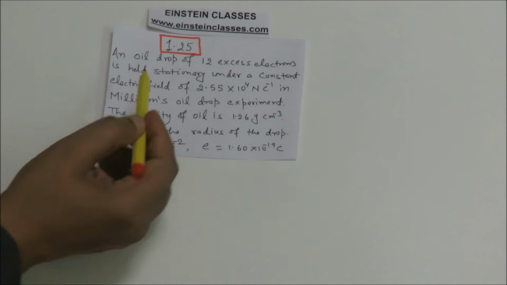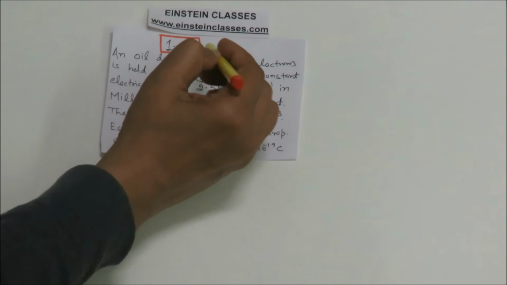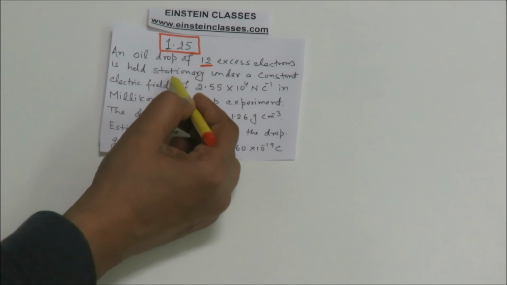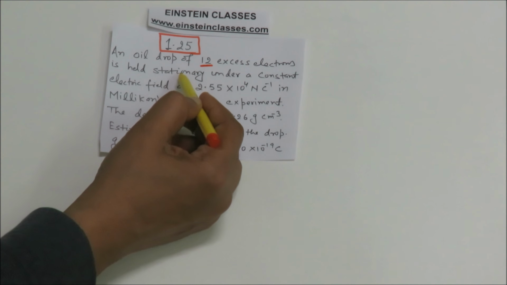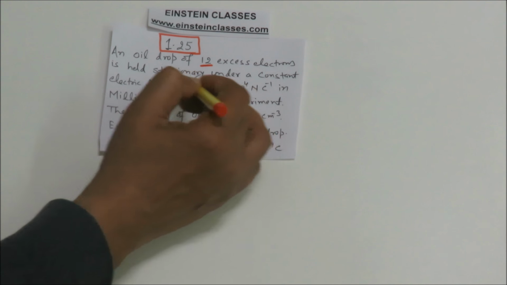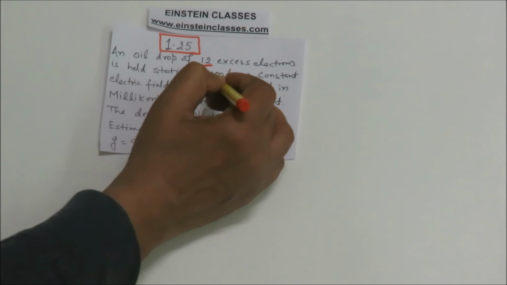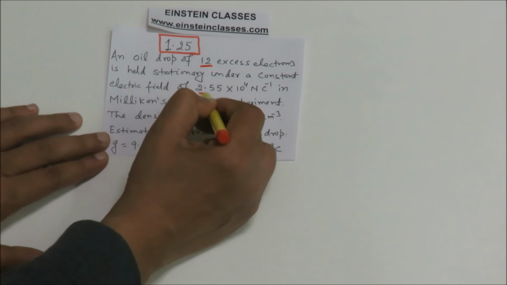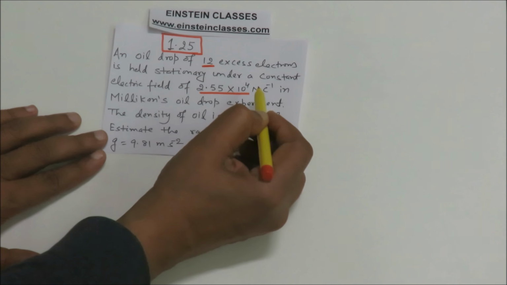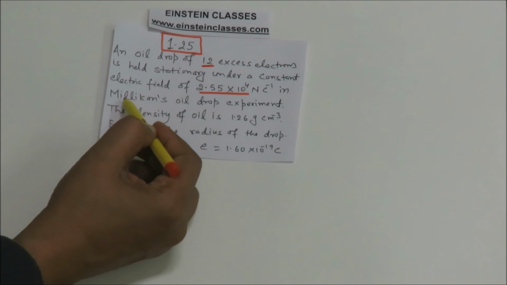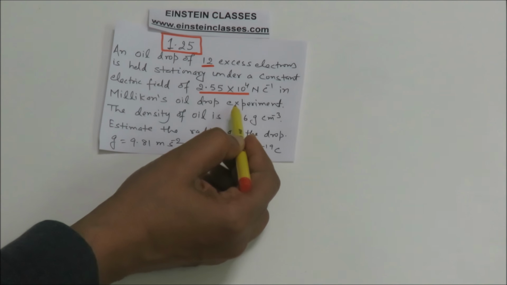The problem is that there is an oil drop of 12 excess electrons and it is at rest, that means stationary, under a constant electric field. The electric field is constant and the value of the electric field is 2.55 into 10 to the 4 Newton per Coulomb. In Millikan's oil drop experiment.